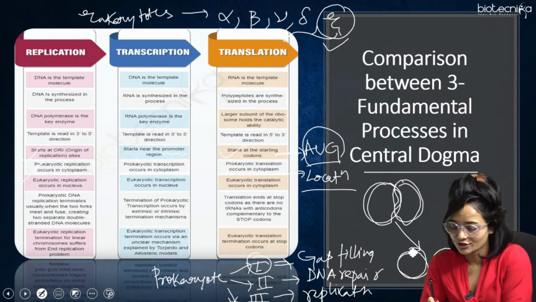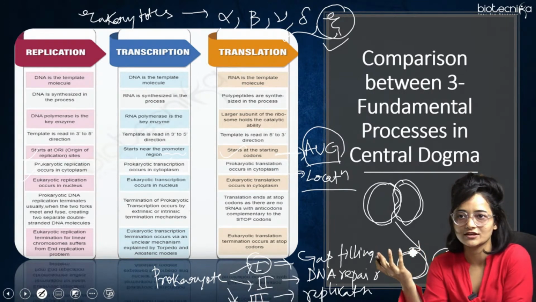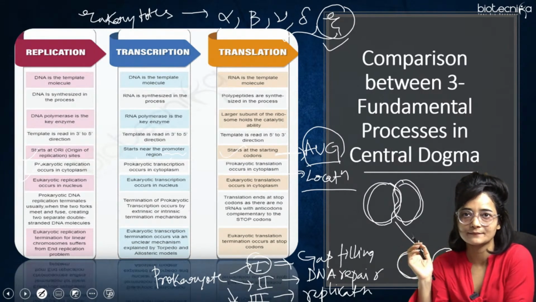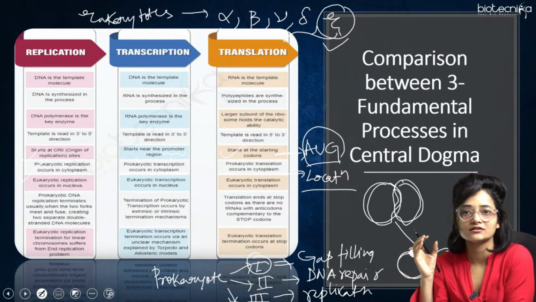Then coming to the termination of transcription. The termination of prokaryotic transcription basically occurs by extrinsic and intrinsic termination mechanisms, where you would have read about the rho-dependent and rho-independent kinds of terminations. Those are very important questions frequently asked in the CSIR NET exam: what are the events in rho-dependent termination, and what is the difference between rho-dependent and rho-independent transcription termination, right? In translation, with the help of stop codons, the translation activity gets stopped.